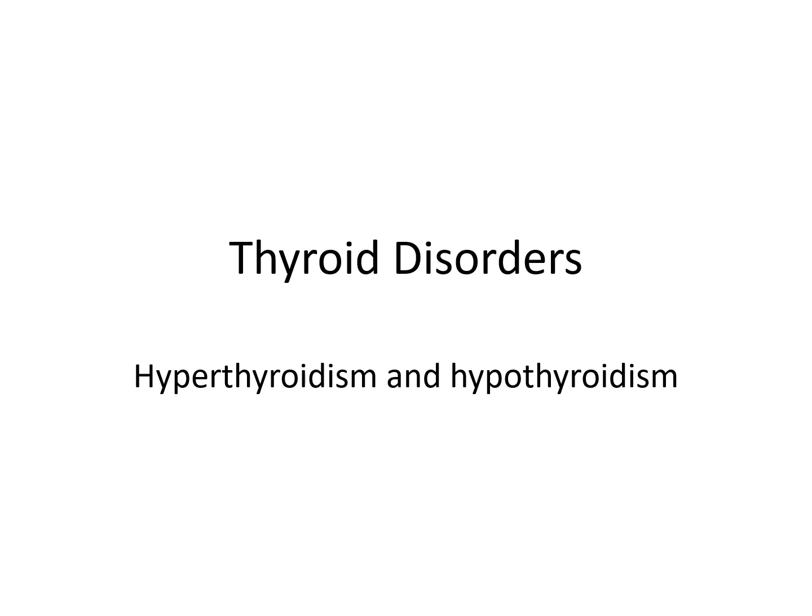As you might expect, since thyroid hormone has a big role in metabolism, there might be disorders in which it's overproduced or underproduced. When thyroid hormone is overproduced, it's hyperthyroidism, and when it's underproduced, it's hypothyroidism.